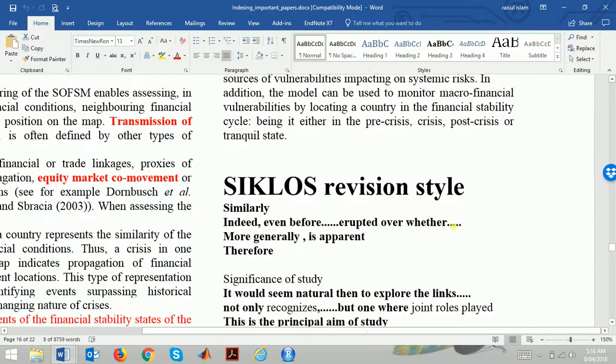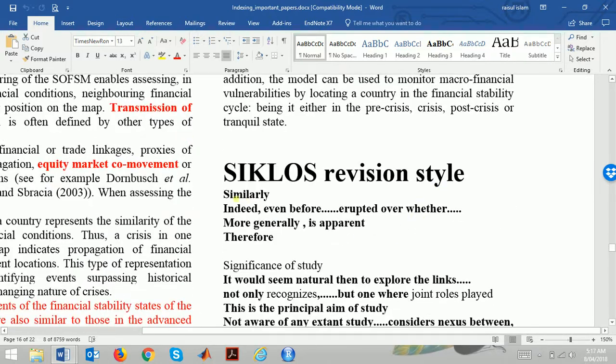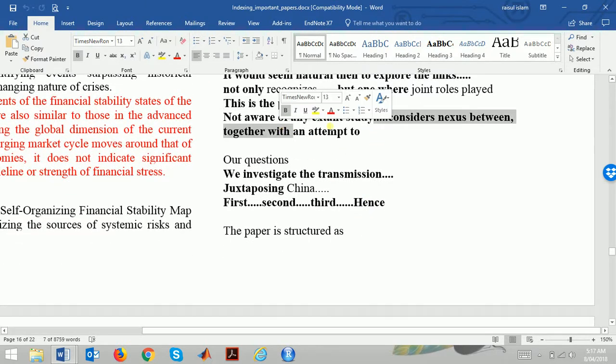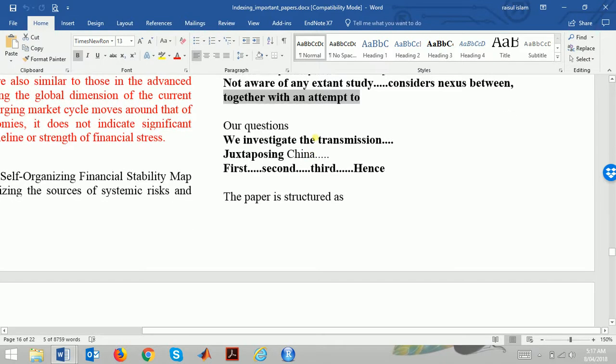Conclusions. Similarly, indeed, even before the crisis erupted, the significance of the study is apparent. It would seem natural then to explore the links, not only recognizing but one where joint roles are played. This is the principal aim of the study. We are not aware of any extant study that considers the nexus between these, together with an attempt to answer our questions. We investigate the transmission, juxtaposing China first, second, third, hence.